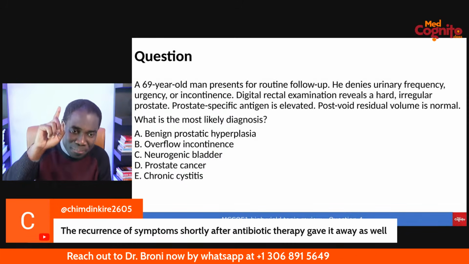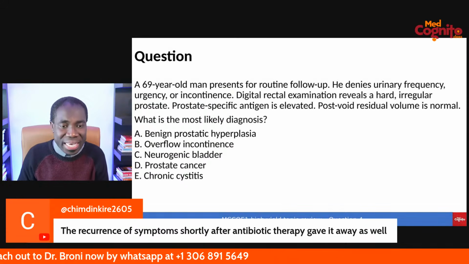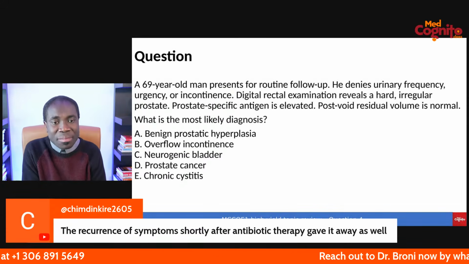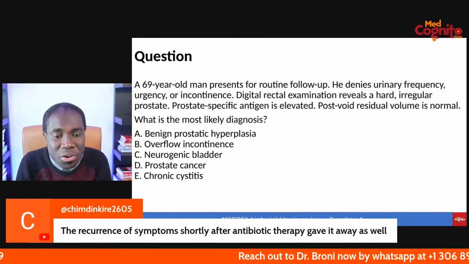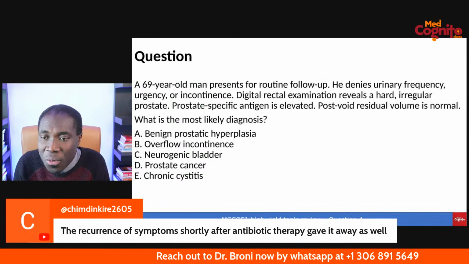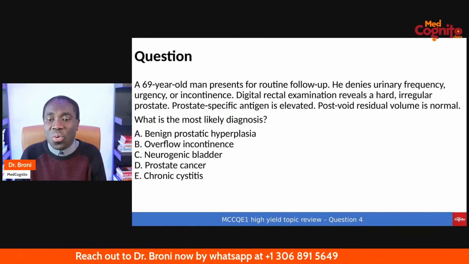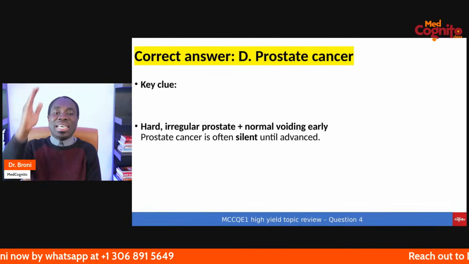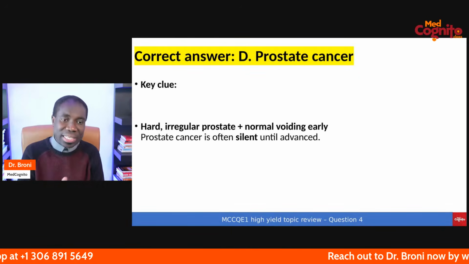A, benign prostatic hyperplasia. B, overflow incontinence. C, neurogenic bladder. D, prostate cancer. And E, chronic cystitis. What's the correct answer? This one is simple. The correct answer is D, prostate cancer.